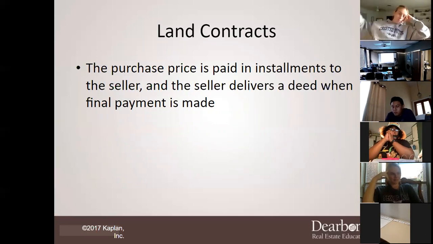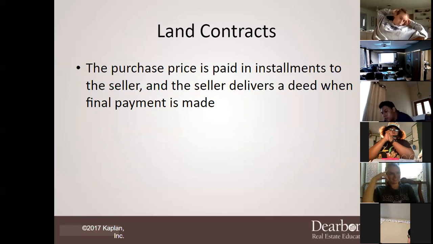All right, last slide of the evening, land contracts. The purchase price is paid in installments to the seller, and the seller delivers a deed when the final payment is made. In other words, you don't get the deed to the house until it's fully paid off. The installments are usually monthly, just like a mortgage. So let me explain this one real quick. Often a land contract is related to seller financing.